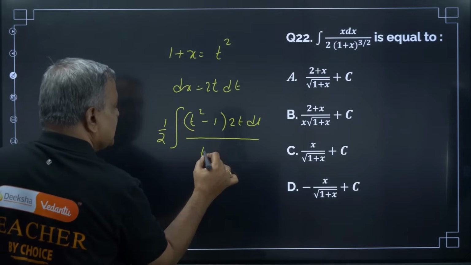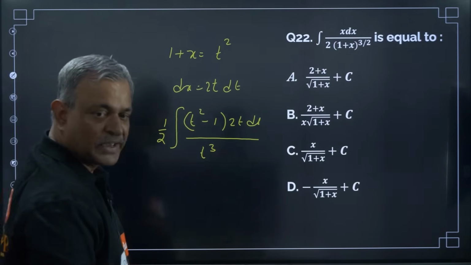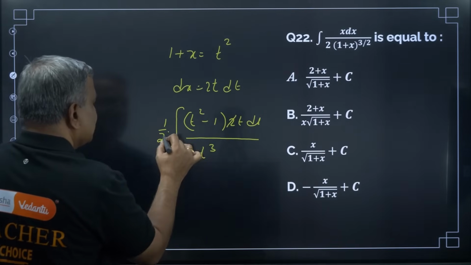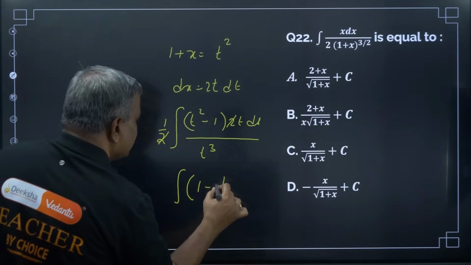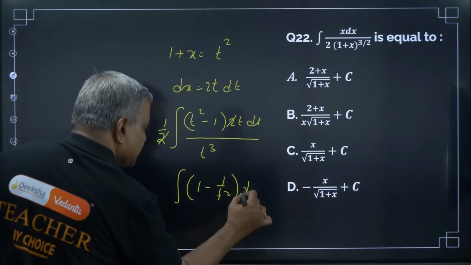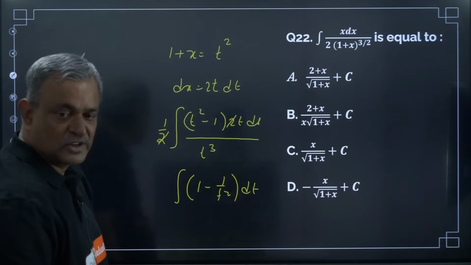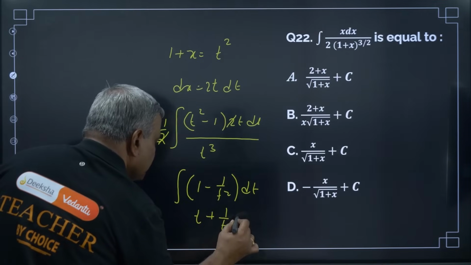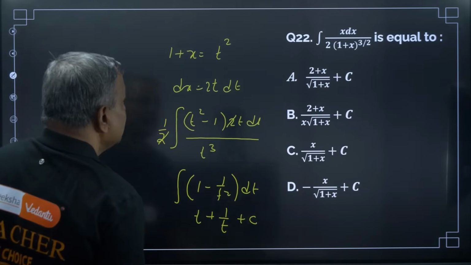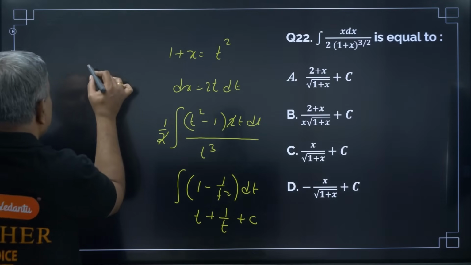This is nothing but t cube. This 2 and this 2 will cancel. That's the reason they gave. So this question becomes integral of 1 minus 1 by t square dt. So this will become t plus 1 by t plus c. But what is t? t is nothing but root of 1 plus x.